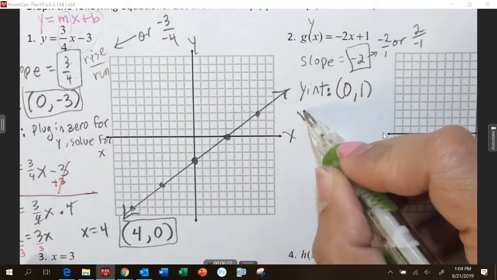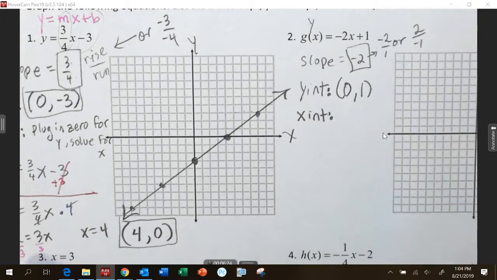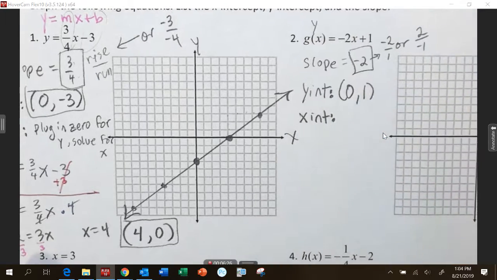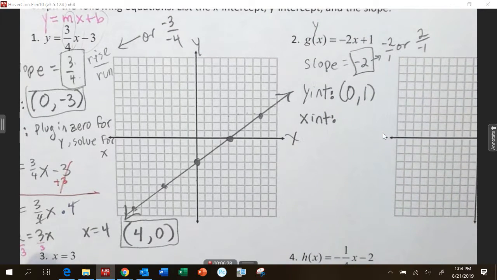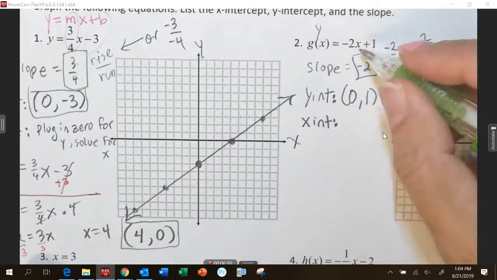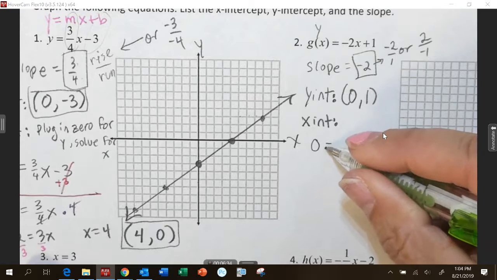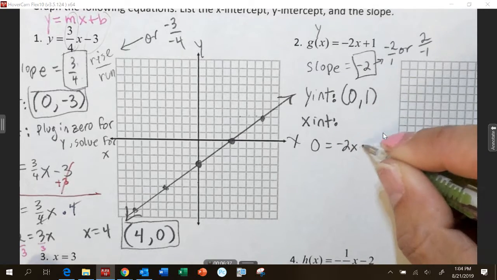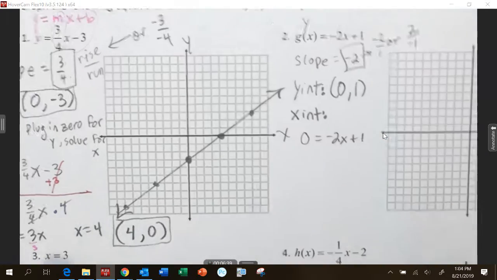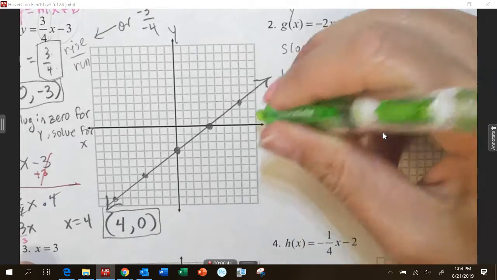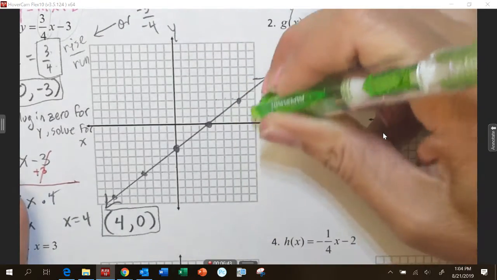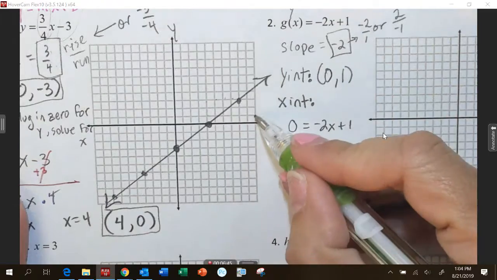And we need to find our x-intercept. For the x-intercept, you plug in 0 for y, but we don't have a y. We have a g of x. So you just make that entire g of x, that whole side, become 0, equals negative 2x plus 1. It's the same thing as having a y. This x looks confusing to me, so I'm moving it. That was from question 1. There you go.